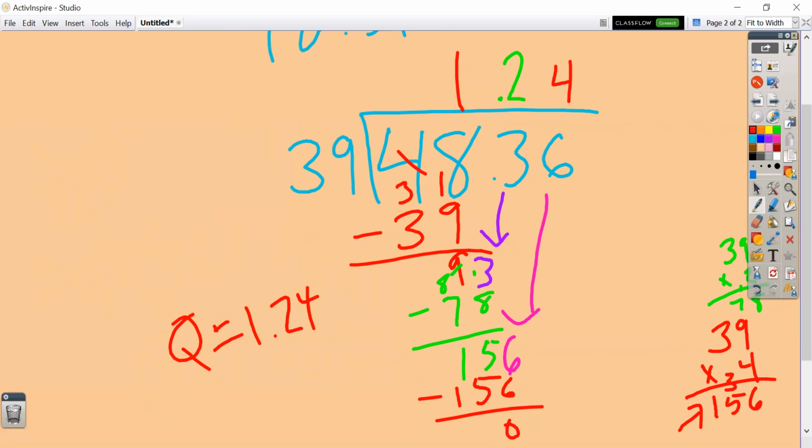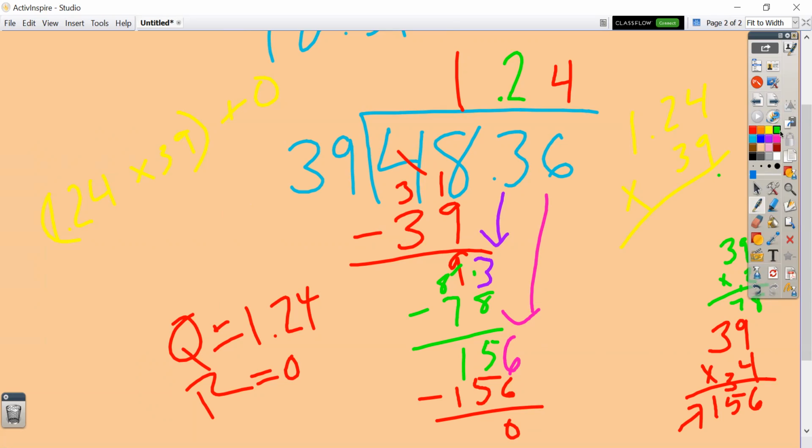That's how I write it. How I say it is 1 and 24 hundredths, a remainder of 0. Well, now we can just do our quotient times divisor check, right? 1.24 times 39 and then plus remainder. It's 1.24 times 39. Remember, put the top, largest number of digits on top.